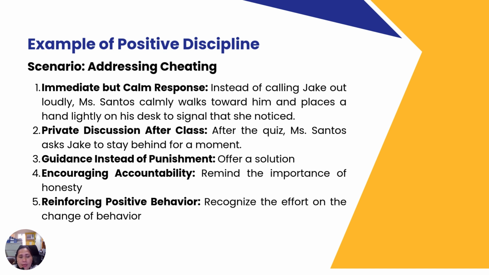When we say immediate, the very moment you observe undesirable behavior, you respond to it, rather than you just let it pass and you address this behavior 2 days after when the student will commit another unpleasant behavior. So in this case, the undesirable behavior of the student who is cheating, the teacher immediately reacted to it, but with calm response, meaning the teacher approached it with calmness.